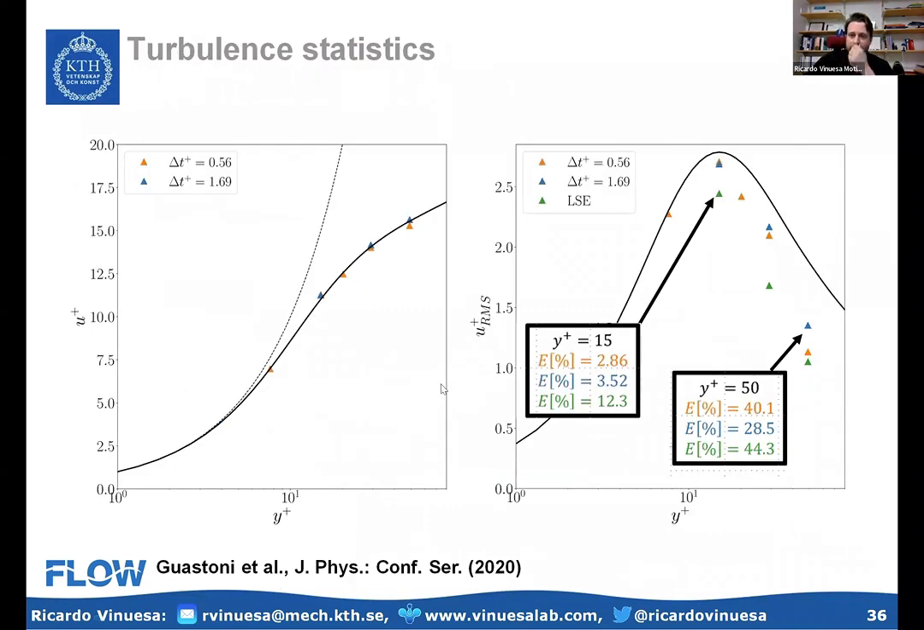And this is when it comes to turbulence statistics. On the left, we have the mean flow, and on the right, we have the streamwise velocity fluctuations. You can see in orange the small delta T, in blue a larger delta T, and in green the linear method. Close to the wall, we get errors smaller than 3%, which is very nice, and the linear method goes from 12 to 45% error when we go farther away from the wall. So in all the cases, the neural network-based approaches outperform the classical linear methods.